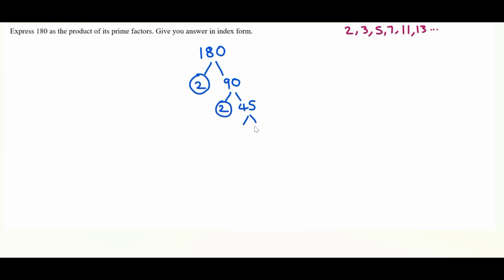Two numbers that multiply to give 45, we could do 5 and 9. 5 is a prime number on our list, so we circle. And two numbers that multiply to give us 9, we can do 3 and 3, which again are both prime numbers, so we circle, and we have come to the end of our factor tree. So next we need to write all of these circled numbers out and multiply them together. And again, we need to give our answer in index form.